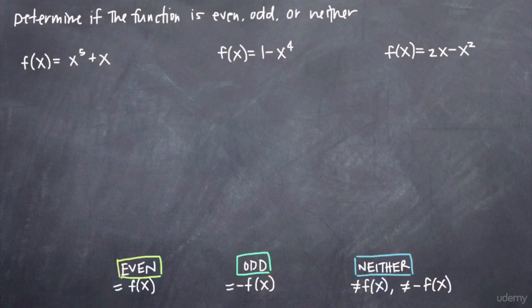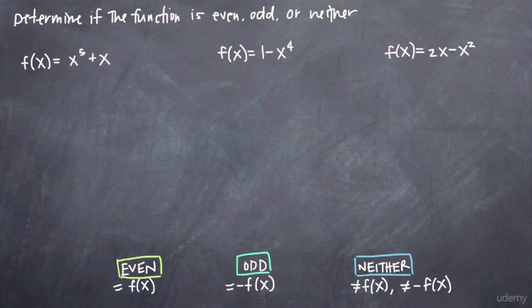Today we're going to talk about how to determine whether a function is an even function, an odd function, or neither an even nor odd function. To complete this problem, we'll substitute negative x for x, simplify, and then see whether our result is equal to our original function, an even, equal to our original function times -1, an odd, or neither.